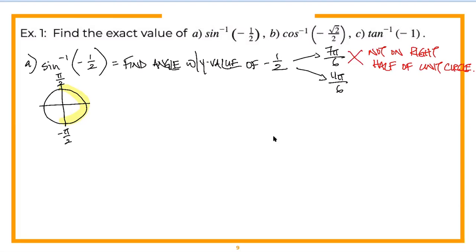Is that negative pi over 6? Yeah, we have to rename this to be an angle between negative pi over 2 and pi over 2. So this one is wrong because it has the wrong name. Right location, wrong name. Instead, we have to say that it is negative pi over 6. Okay, so we went down to 11 pi over 6, but another name for that is negative pi over 6. And negative pi over 6 is the correct answer.